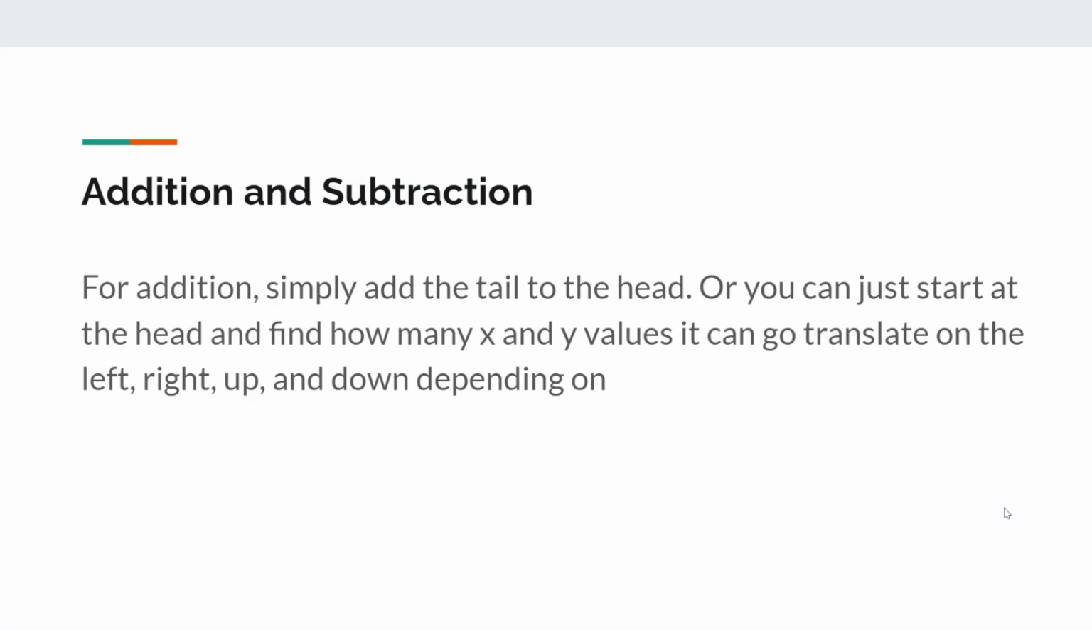1.6 vector addition and subtraction. So for addition, we simply add the tail to the head. What does that mean? I'll explain that a little bit later. So you can just start at the head. How many x and y values you can translate on the left, right, up and down, depending on the size of the vector.